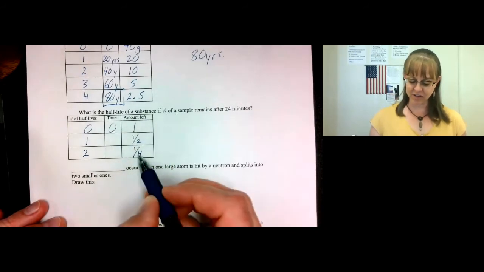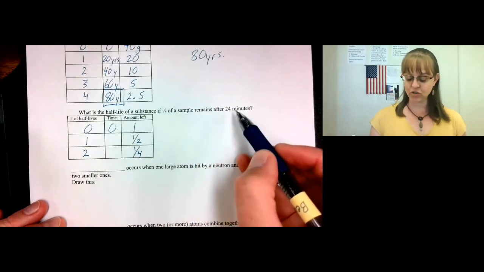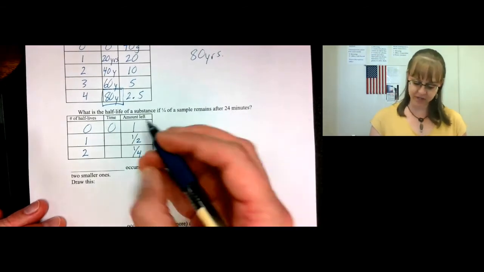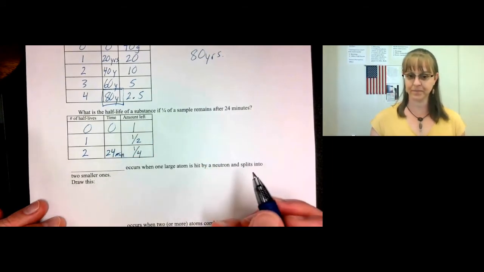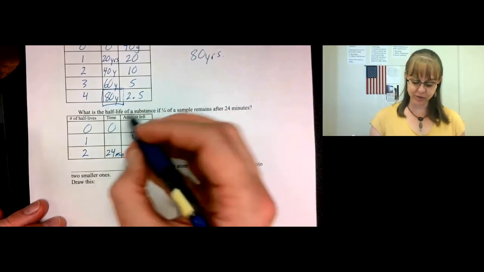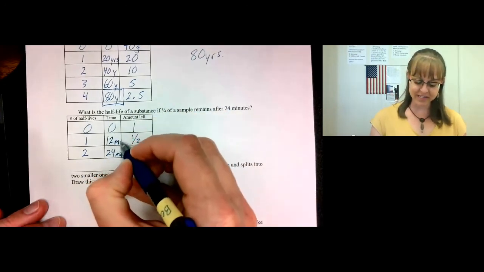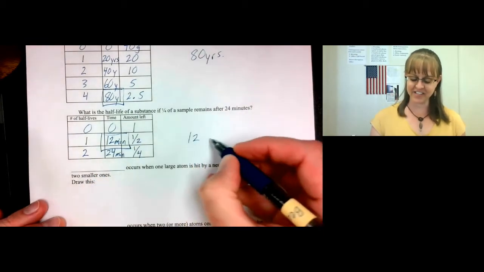They told us that you have 1/4 of a sample after 24 minutes. 1/4 and 24 minutes go together. So write your 24 minutes beside 1/4. Then 24 minutes divided by 2 gives us 12 minutes, which is 1 half-life. That is our answer.